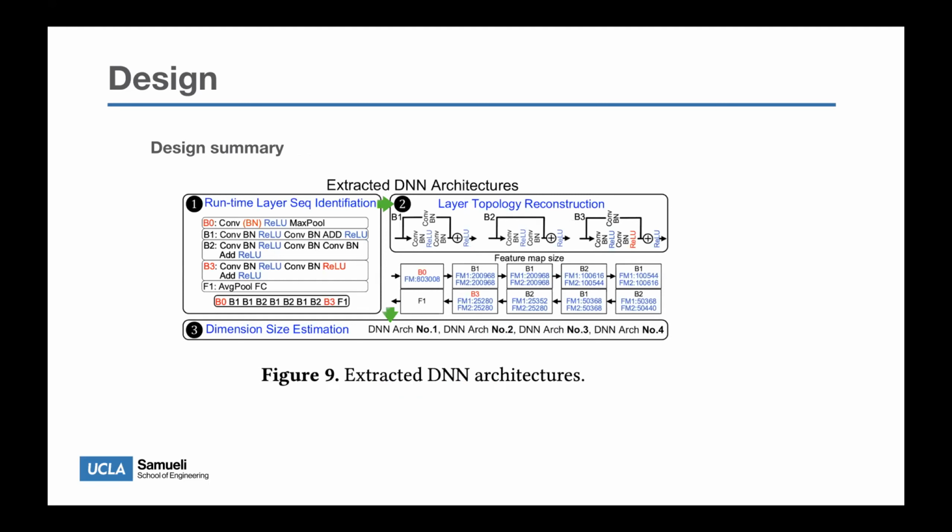So in summary, first they run this runtime layer sequence identification. Basically they feed in architectural hints to figure out the layers. Then they construct the topology of the network, so for example, which layers are connected to what. And after that, they try to estimate the dimensions for each layer.